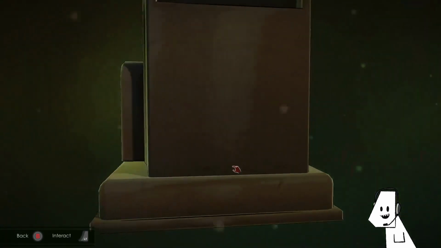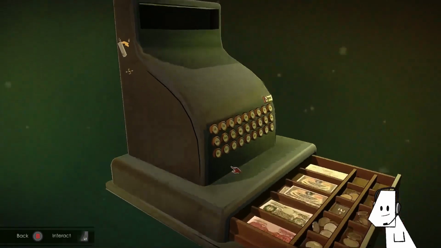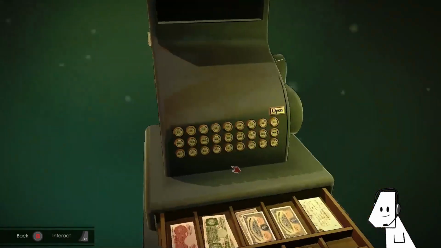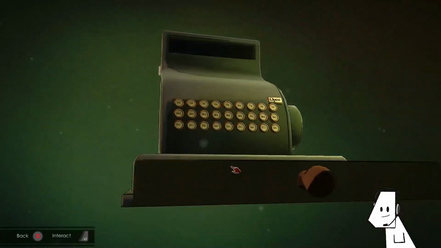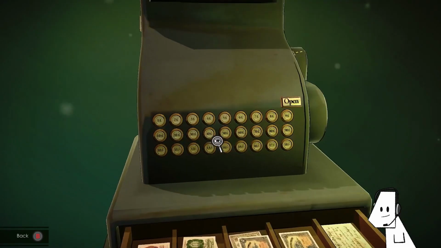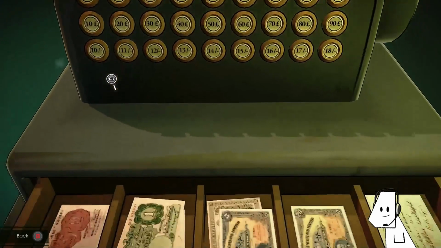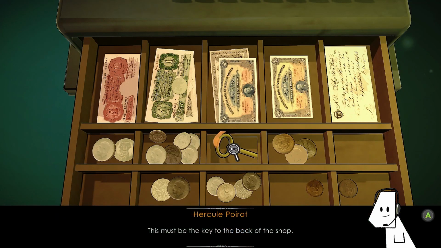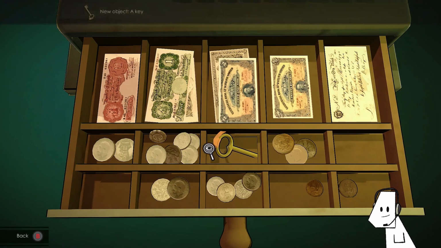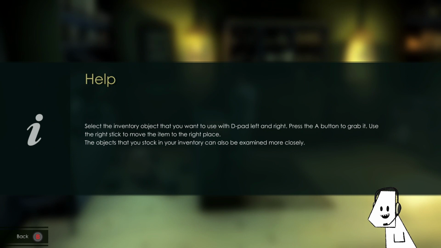I need to find a code. 5. Okay, so 5, 2, 8. There you go. 8, 5, 2. The camera's a little bit... So it's 8, 5, 2. This must be the key to the back of the shop. Can we take it? Yeah, we got it. Amazing. We're actually making some progress now.